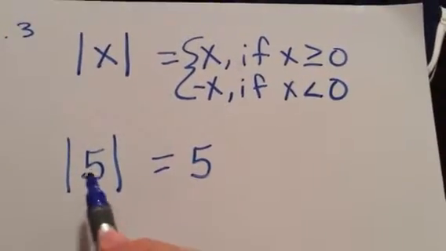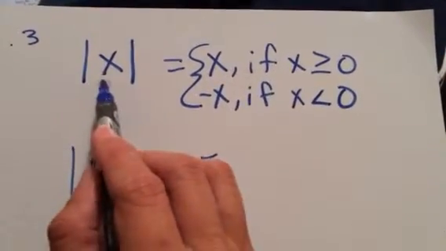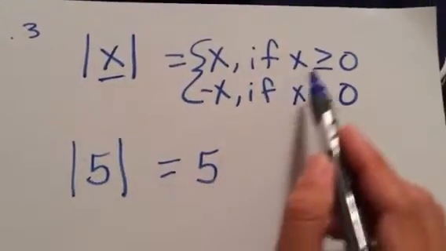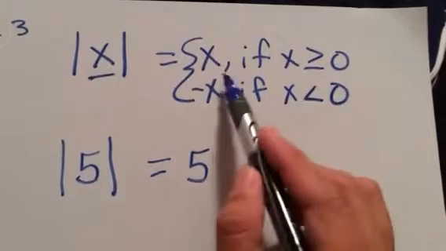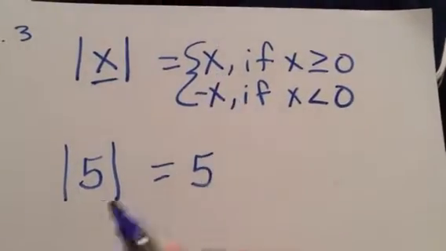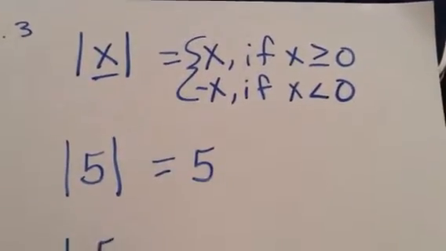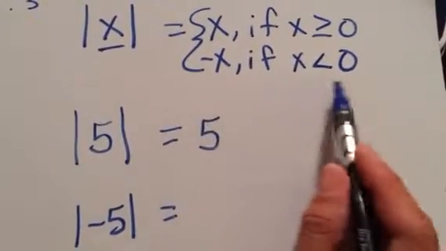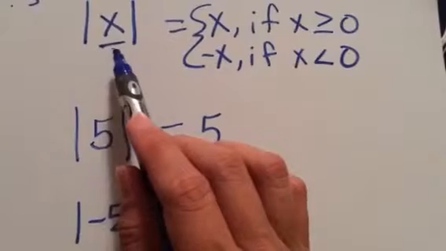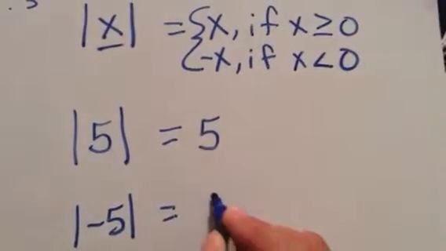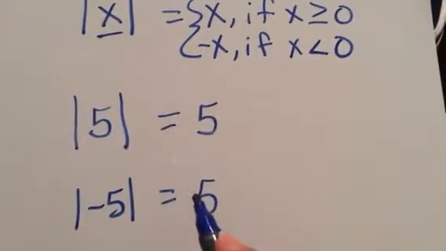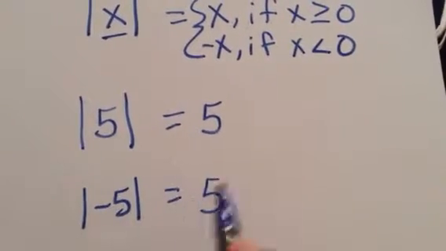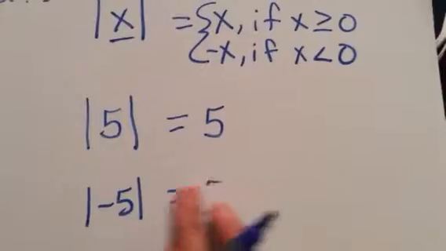is 5, because if we're looking at this 5 as the x, this 5 is greater than or equal to 0, so it's just going to be the x. But if we had negative 5, this would go here, and still it's going to end up being a positive number. So coming out of the absolute value sign, everything is going to be positive.